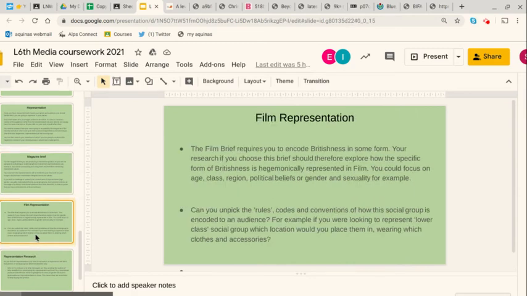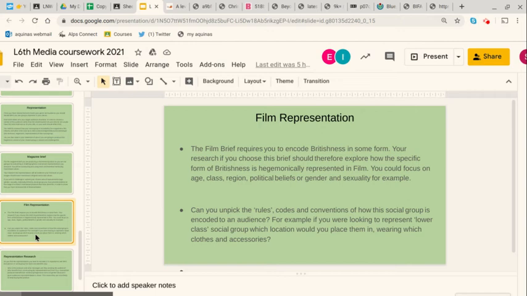In terms of the film brief, it requires you to encode Britishness in some form. So your research, if you choose this brief, should explore how the specific form of Britishness is hegemonically represented in film. So if you're going to do a period drama and once lockdown ends, go up to Lyme Park, borrow the costumes and make something like The Favourite, which is this film that Olivia Colman won her Oscar for 2 years ago, you would need to demonstrate through your research how Britishness and the notion of class in Britain is encoded in those texts.